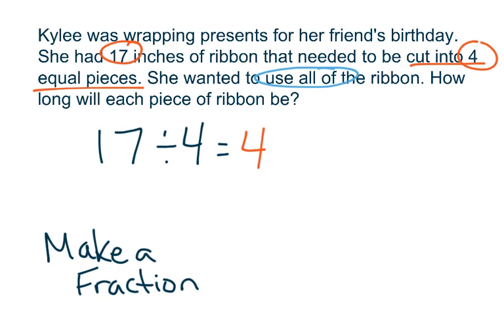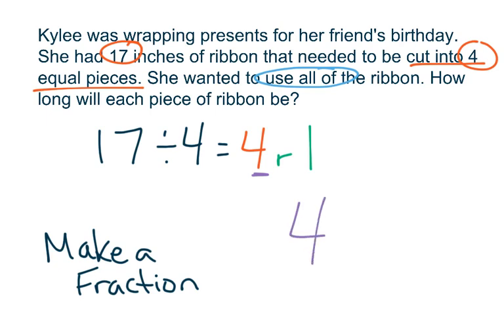4 times 4 gives me 16. That means I have 1 left over. So I have 4 remainder 1. Now I need to take this information and put it into a fraction. So my 4, that's how many whole inches each piece is going to be. That's going to be my whole number.